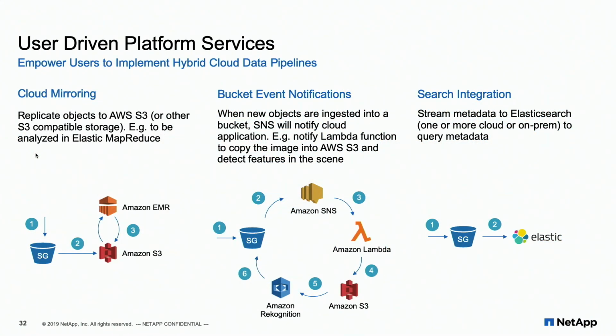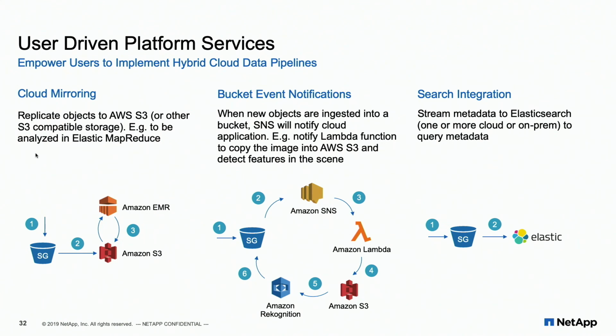This is what we're calling platform services. These are actually invoked by the storage users, right? The cloud storage pool would be invoked by the grid administrator, but this is something our users can do. So Cloud Mirror is where we can replicate out to another S3 target. In this case, I'm going to replicate my data to Amazon S3 and then run Elastic MapReduce against it.